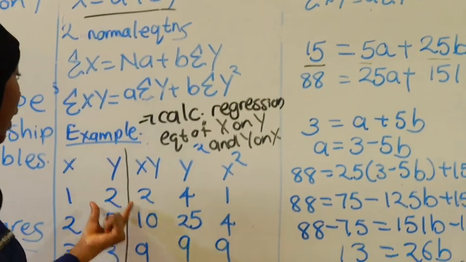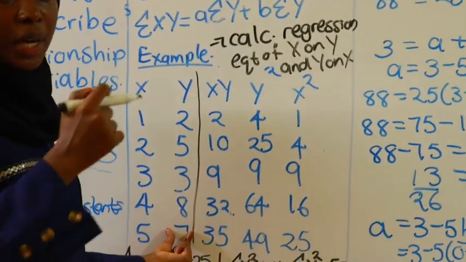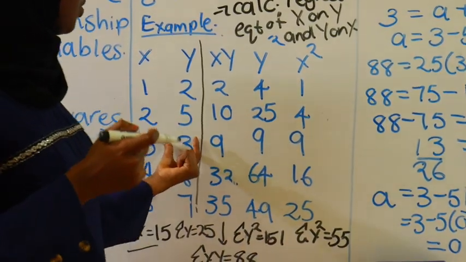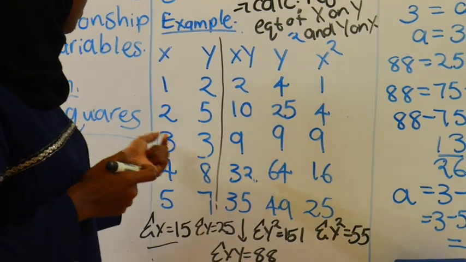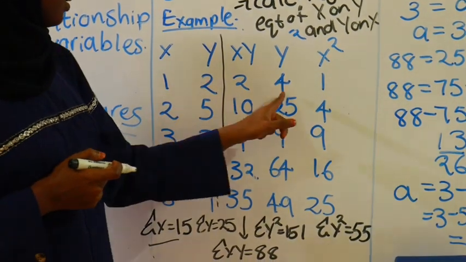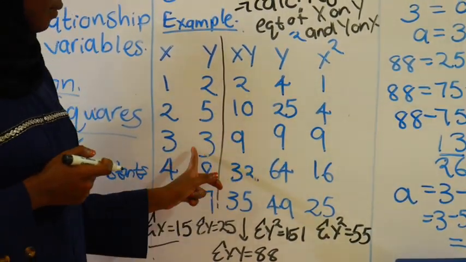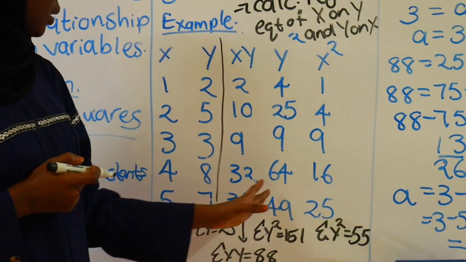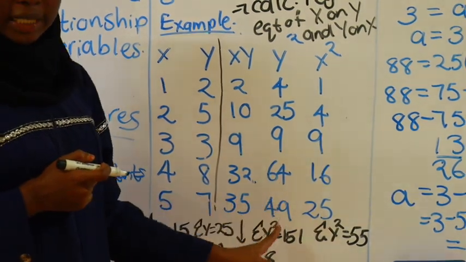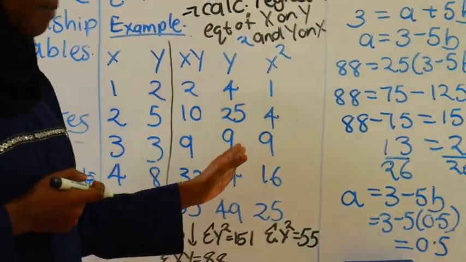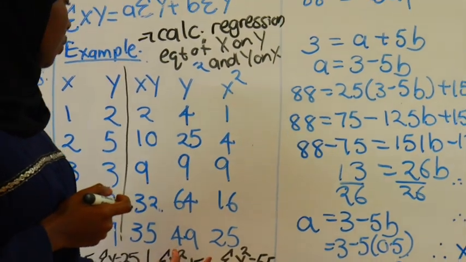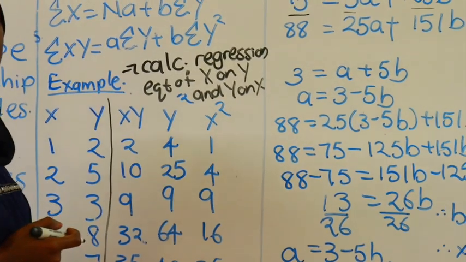So we go to your y. You have your y, but you don't have y squared, so you're supposed to do y squared. When you do y squared, 2 squared is 4, 5 squared is 25, 3 squared is 9, 8 squared is 64, 7 squared is 49. And then what do you need? You need the summation. So when you add these values of y squared, you get 151.